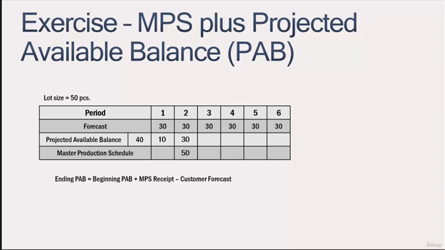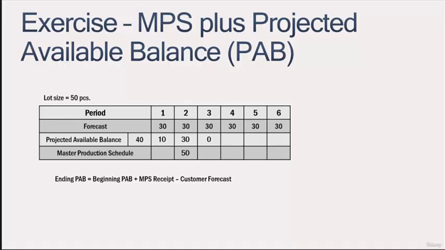Let's go to period 3. The ending PAB in period 2 is the beginning PAB in period 3. Using the formula, we have 30 pieces as the beginning PAB, plus 0 as we don't have an MPS receipt, minus the forecast of 30 equals ending PAB of 0 for period 3.